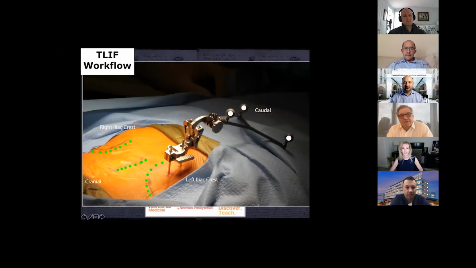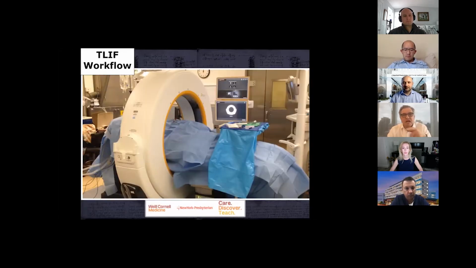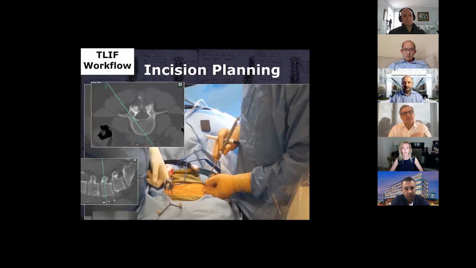I put the reference array into the iliac crest. You can navigate comfortably up to T12, maybe T11, with a solidly placed reference array in the iliac crest. I get an intraoperative CT scan, and then we start navigating right then and there. I start navigating the skin incision.